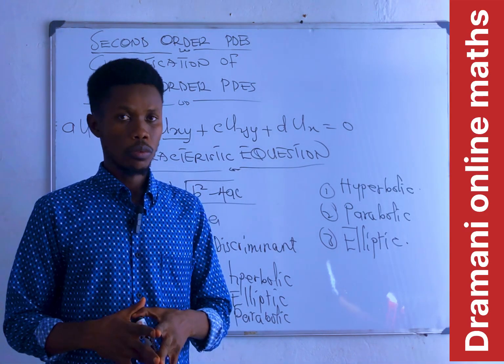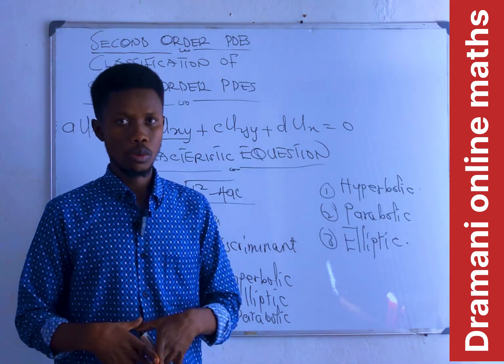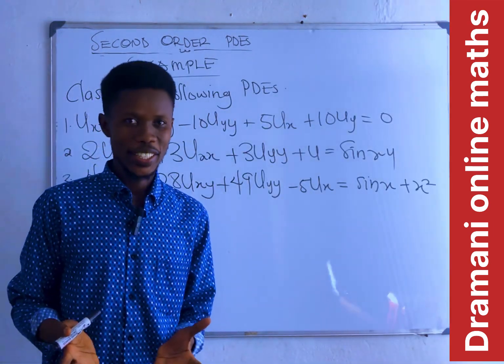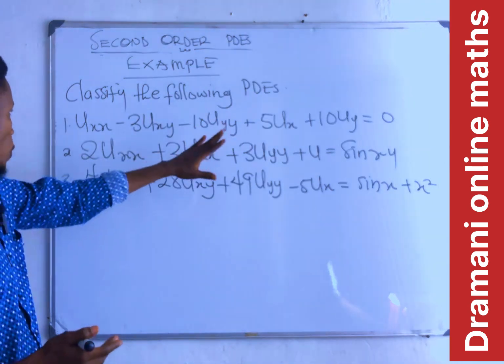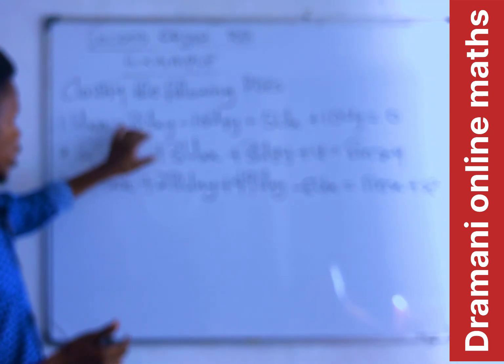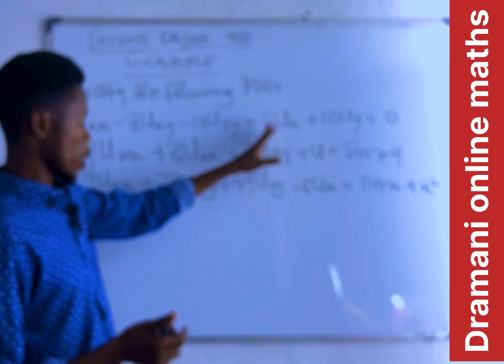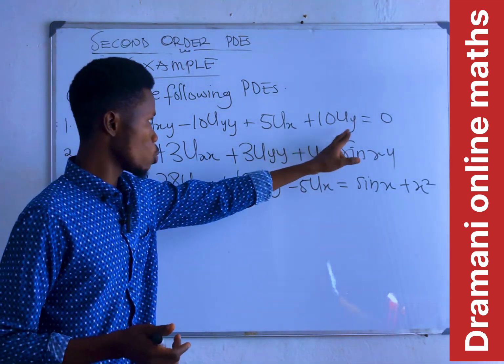Parabolic. Is that okay? Very good. So now let's look at some examples. Okay, guys, let's look at this example. Classify the following PDEs: u_xx minus 3u_xy minus 10u_yy plus 5u_x plus 10u_y equals 0.